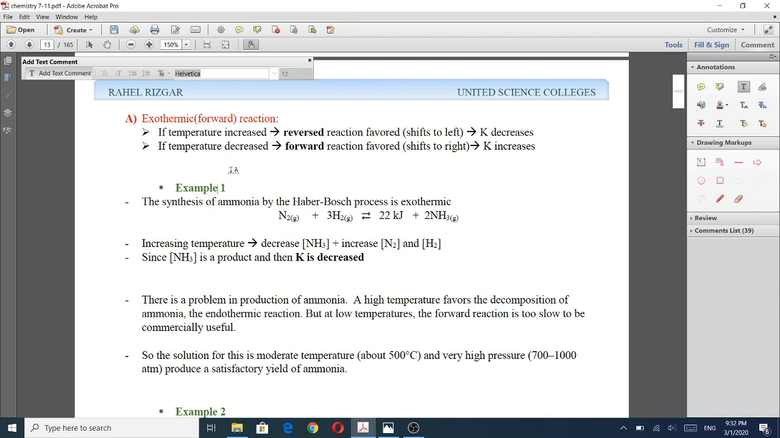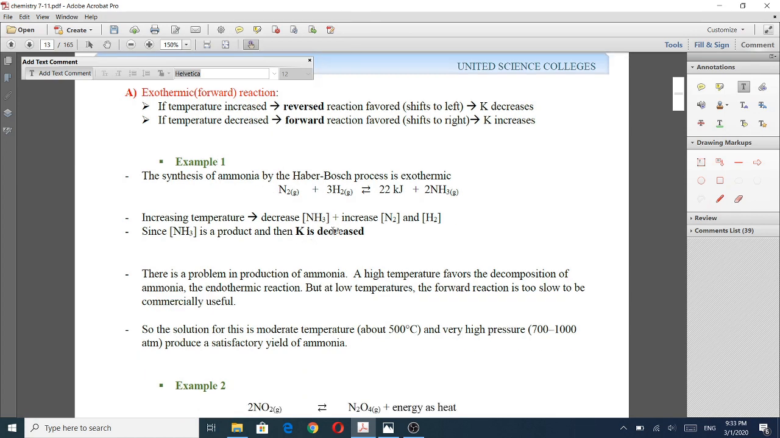As I said, changing temperature for an exothermic reaction is inversely proportional to the K value. Why? Because of the reverse and the forward reactions. Since you don't add any concentration to any of those reactions, by changing temperature you are forcing the reactions to go in the forward or reverse direction, thus the reaction will change.